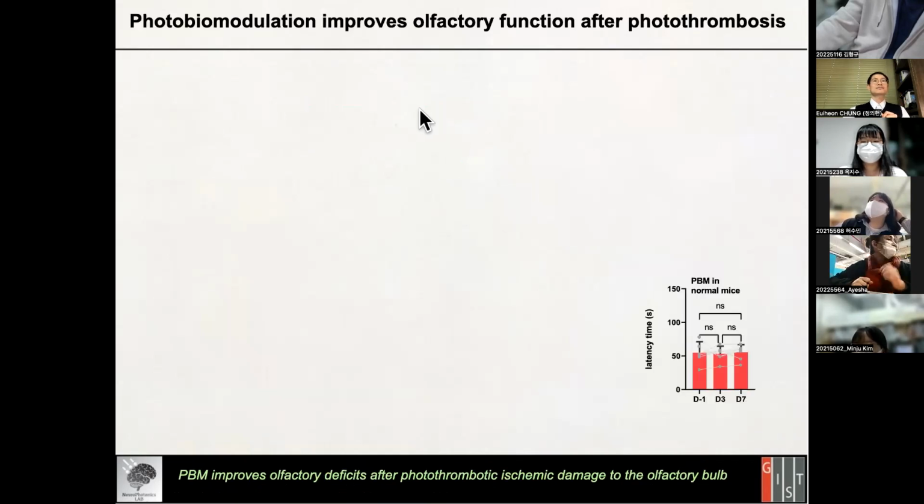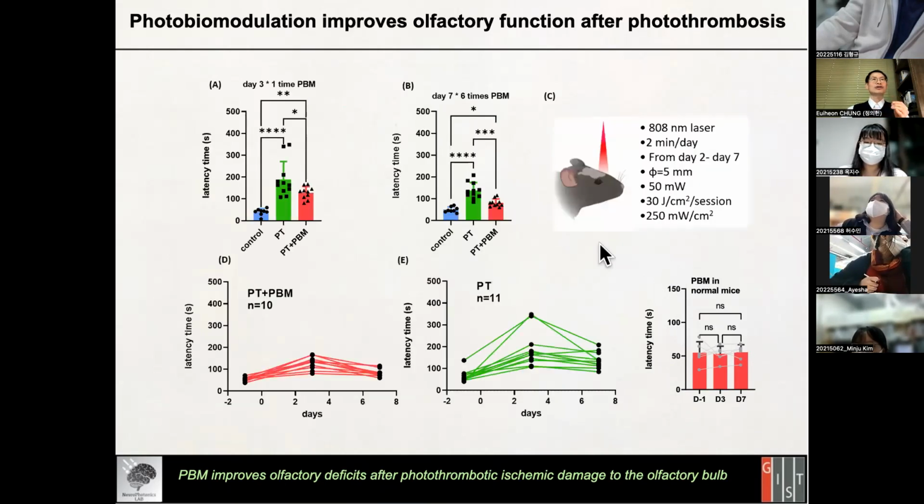So first of all, we always want to do a control test. We wonder if photobiomodulation may be able to boost olfactory function. Remember, the y-axis is the time to find food, so the longer, the poorer the olfactory function. And throughout this event, giving PBM to normal mice doesn't improve them. However, when we give photothrombosis, this is day 3 and this is day 7.